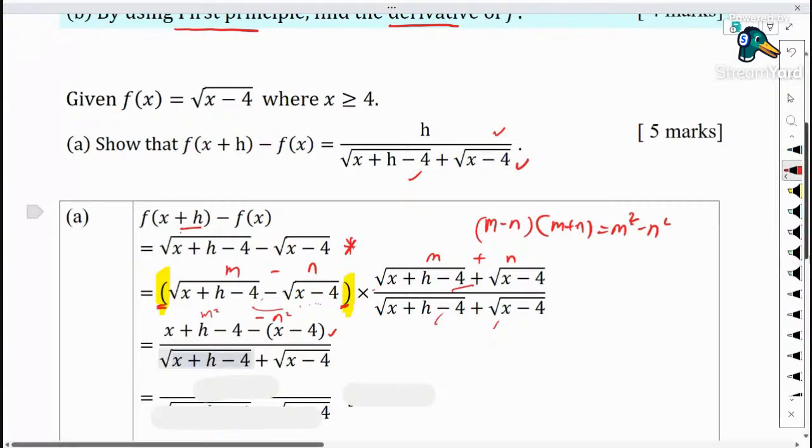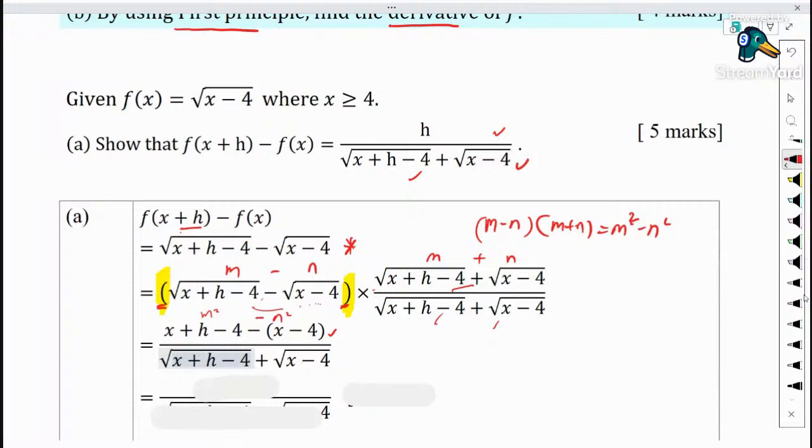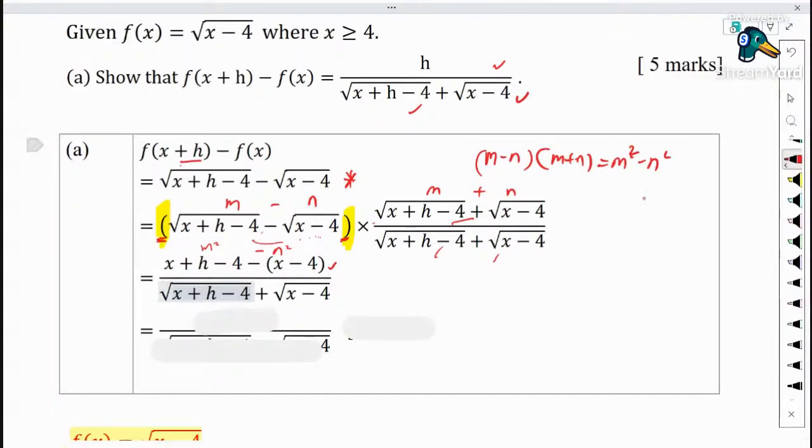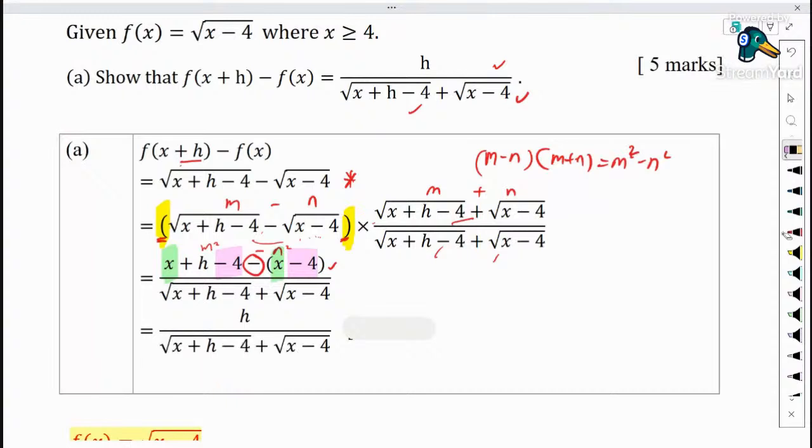Reaching up to here, we are almost there to get our answer, if you realize. So you check, try to simplify the terms on top there. You find that x minus x, we have a minus, and then also we have minus 4 minus minus 4. So basically, those terms that I highlighted in green and red will disappear, leaving only h on top. The bottom term is still the same. Therefore, this is the equation that we want to show in this calculation. So we have done the proving.